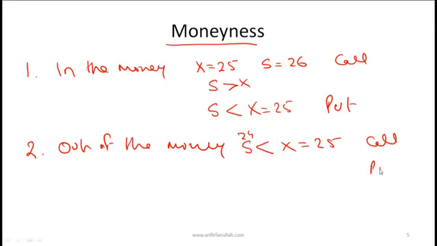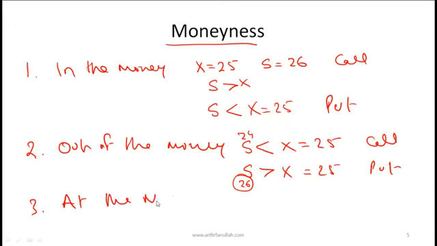And now what about for a put option? For a put option to be out of the money, the stock price needs to be greater than the strike price. So if the strike price is 25 and the stock price is 26, then the right to sell a share for 25 is worthless if the market price of the share is 26. And finally, at the money, and I'm sure you can guess what this means. If the stock price is equal to the exercise price, then the option is at the money.